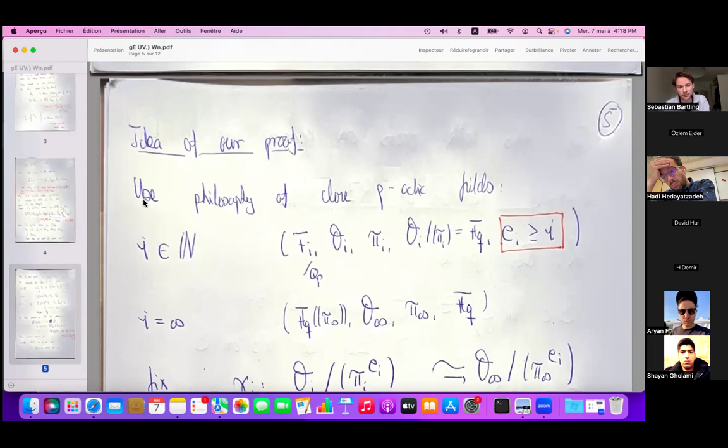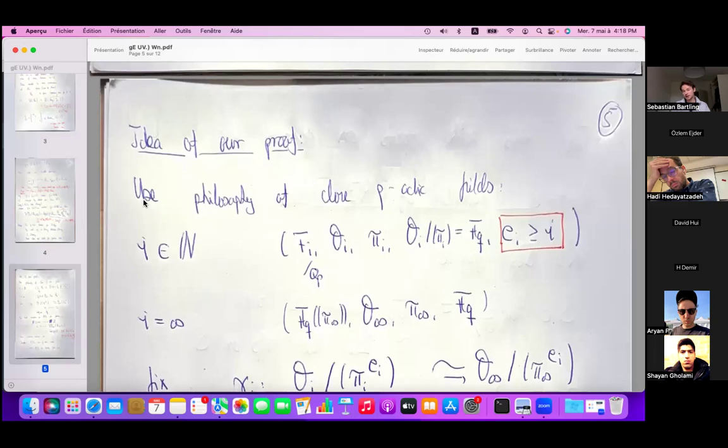And so what this philosophy is saying is that the theory of p-adic fields approaches the theory of equal characteristic non-Archimedean fields if you make the ramification index grow further and further. That's what people understand by this philosophy of close p-adic fields.